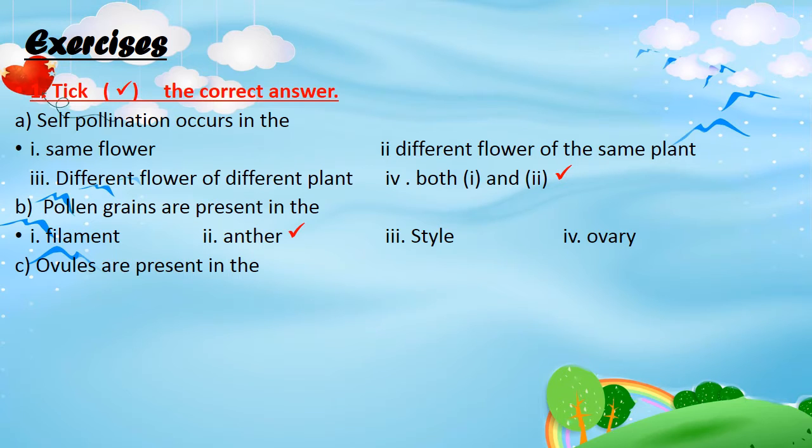C part is ovules are present in the, options are ovary, stigma, style, or filament. So we all know that ovules are present in the ovary.